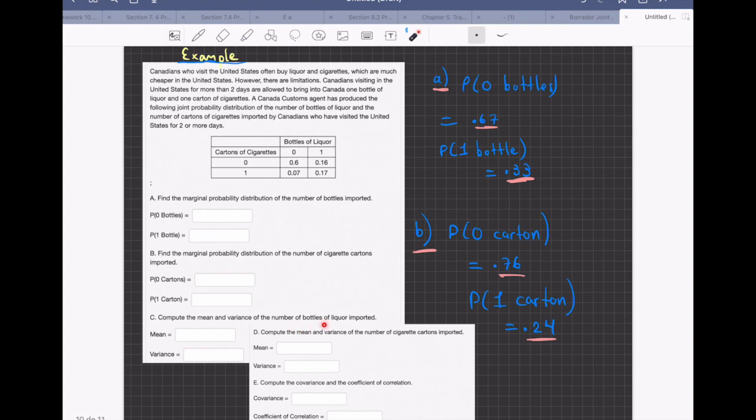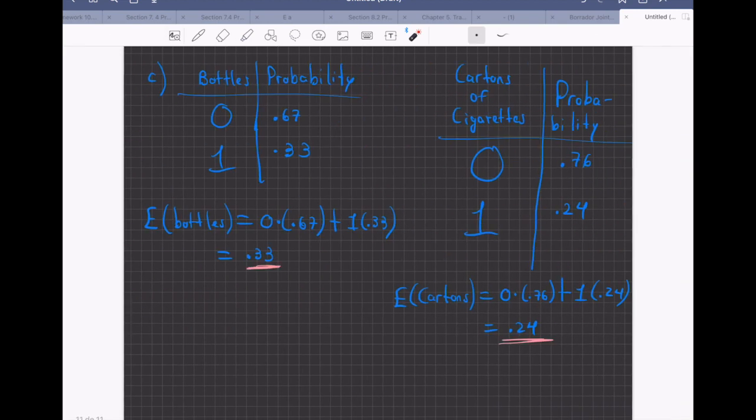But now the variance for bottles. The variance is each value of the variable, 0 for example, minus the mean, 0.33, squared, times the corresponding probability for the value, in this case 0.67, plus the other value, 1 minus the mean, 0.33, squared, times the corresponding probability, 0.33.